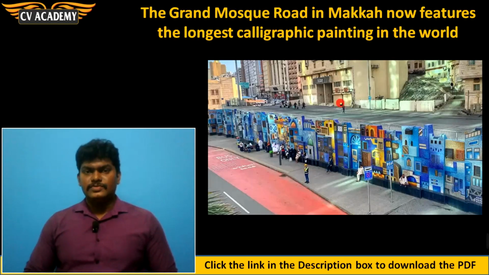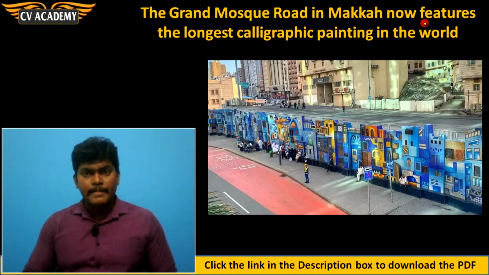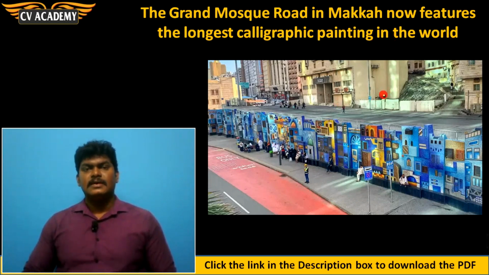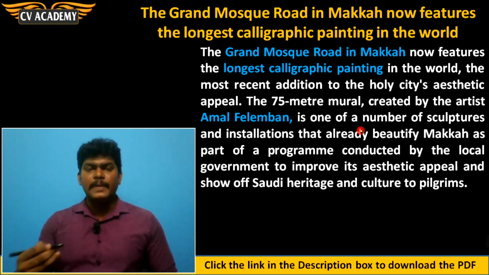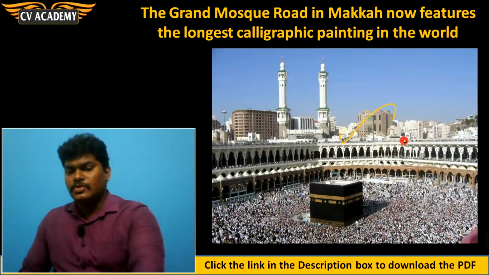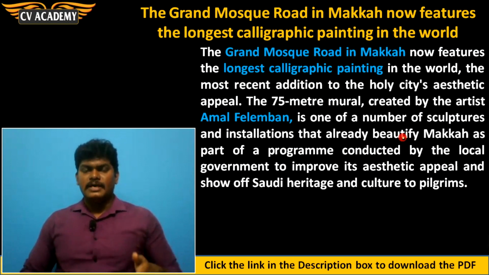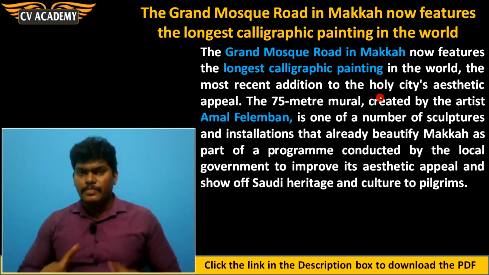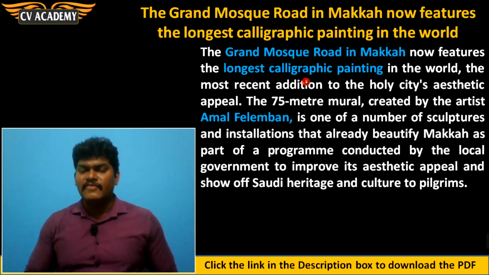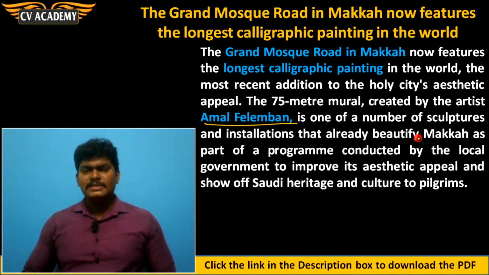Then 18th news. The Grand Mosque Road in Mecca now features the longest calligraphy painting in the world. Yes, Mecca is the Muslims' pilgrimage site. On the way to Mecca, on both sides of the road, on the walls, there is a calligraphic painting. This painting was created by the artist called Amal Felamban. This actually added beauty to Mecca.